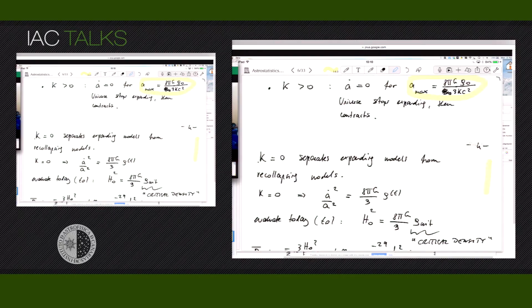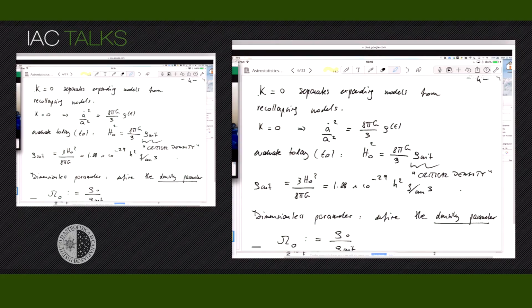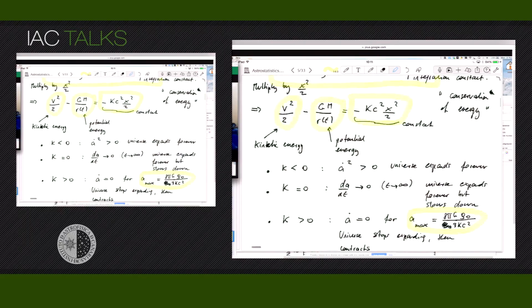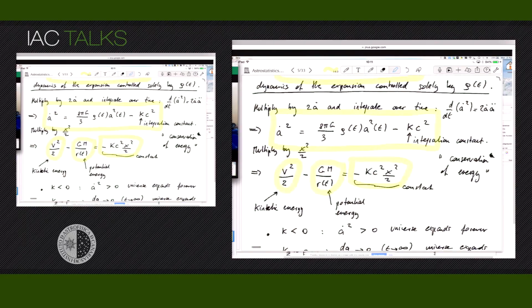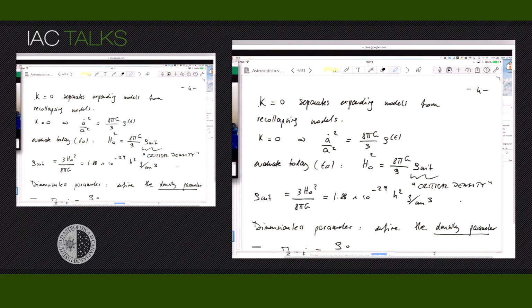So we can see that the value k equals 0 separates models that expand forever from recollapsing models. So k equals 0 is obviously an important place in the value of the parameters describing this model. If we set k equals 0 in the top equation, then I get an equality between a dot squared and an expression involving rho and a. It looks like this here.